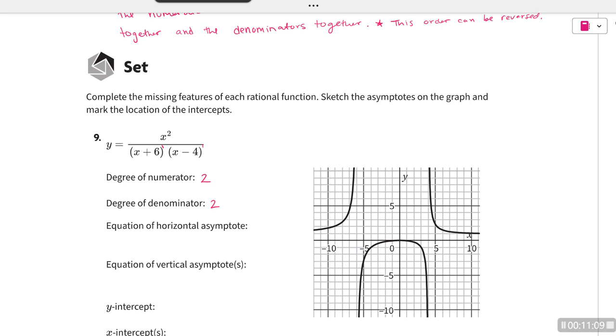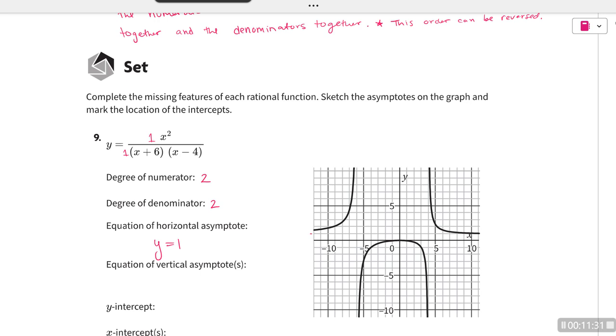Since those are the same, remember the equation of the horizontal asymptote, we actually divide their leading coefficients. So the leading coefficient of the numerator is 1, and the leading coefficient of the denominator is also an imaginary 1 out front. So 1 over 1, we get a horizontal asymptote of y equals 1. So let's go ahead and sketch that on the graph.